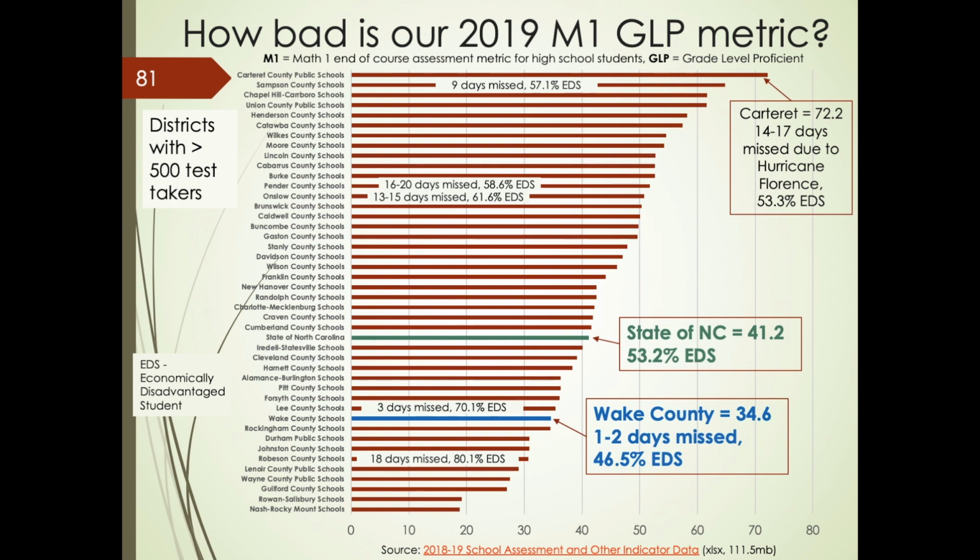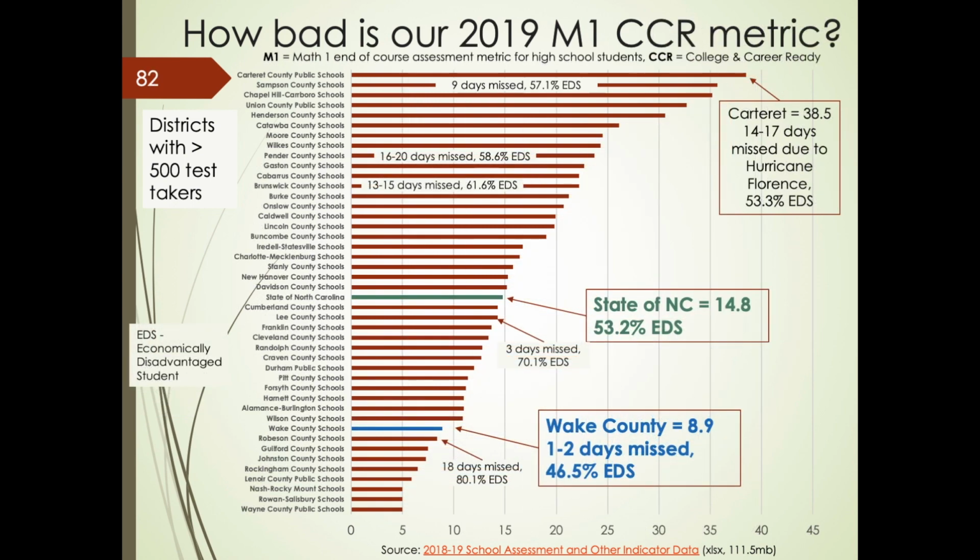And one of the feedback points I've heard about this is, what about the fact that Wake County has such a large number of students who take Math 1 in middle school, and therefore those middle school test takers don't show up in this M1 metric. The thought was that those students, being high performers, are being disproportionately left out of Wake County's numbers here, which is a disadvantage to us because it forces us to the bottom of the list when we compare to other counties and other districts. And so here's the CCR chart of the same data set.